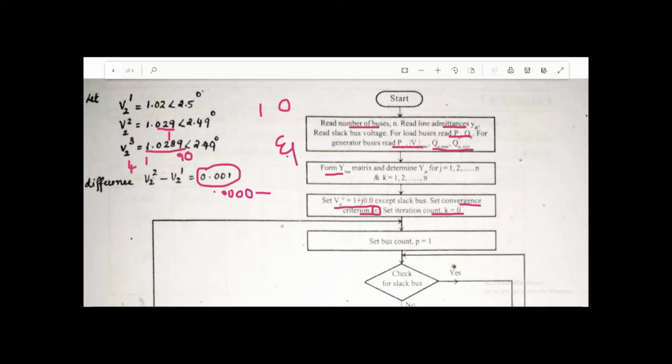Okay, so after that you move to your first bus. When you move to the first bus, what will you check? You will check whether the bus is a slack bus, whether the bus is a generator bus, or whether this bus is a load bus. So that's it here. You're checking whether the bus is a slack bus. Obviously, the first bus was the slack bus in all our previous problems. So we can proceed with that problem itself.